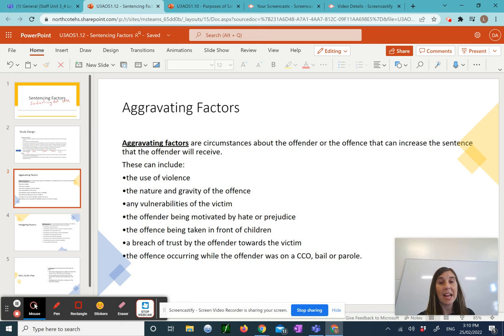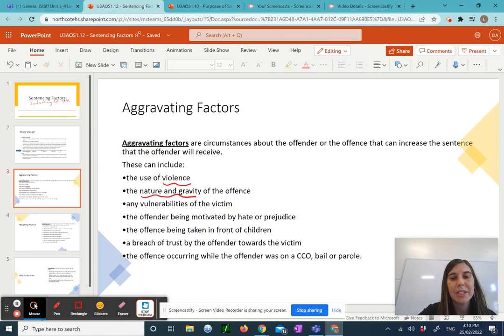Okay, an aggravating factor is circumstances in which the offender has actually increased the sentence that they will receive. Okay, so they've actually gone and made their sentence worse by doing a number of different things. This might include the use of violence. So, have they been particularly violent with their crime? Did they not just steal from an old lady, or did they kick her as well and throw her onto the ground? It might be the nature and gravity of the offence.